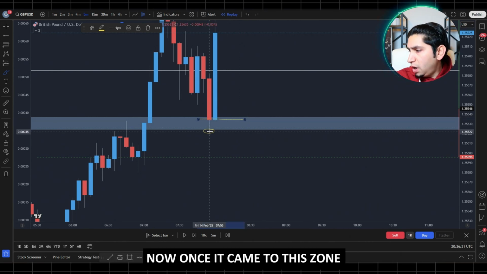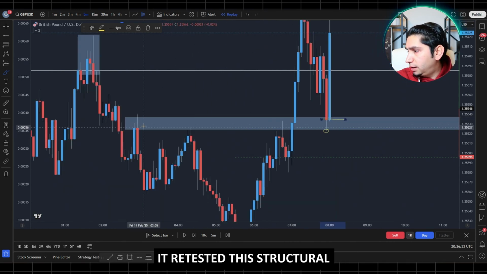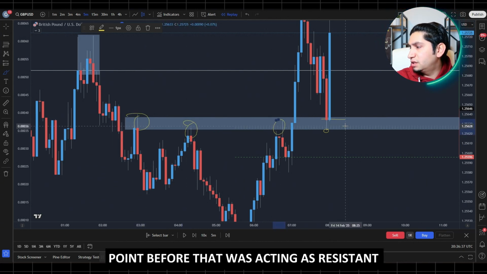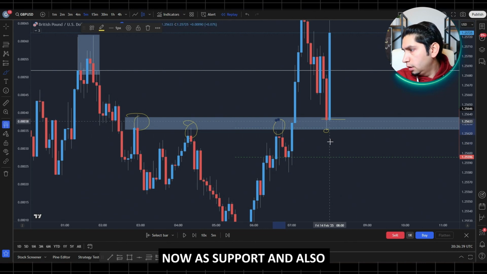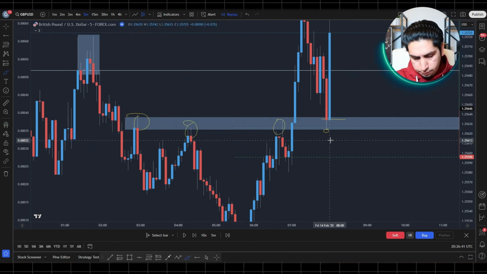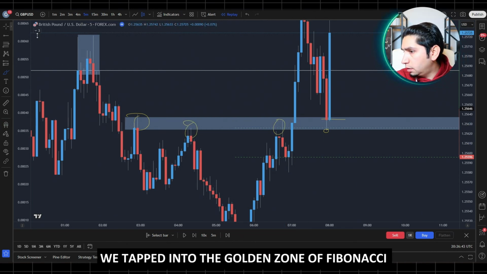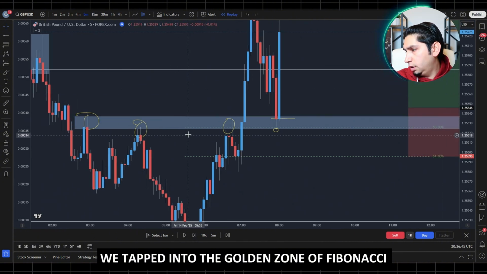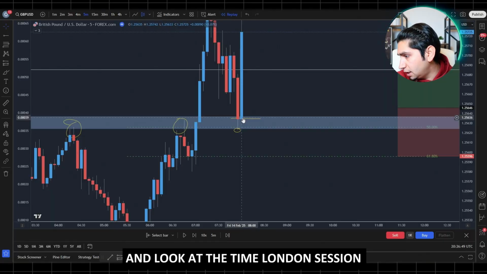Now, once it came to this zone, it retested this structural point that was acting as resistance before, now as support. And also, we tapped into the golden zone of Fibonacci. So it's a key zone. We're not entering in the middle of nowhere. And look at the time.